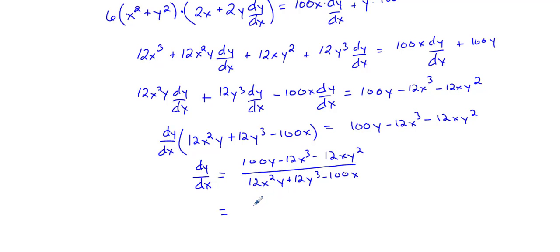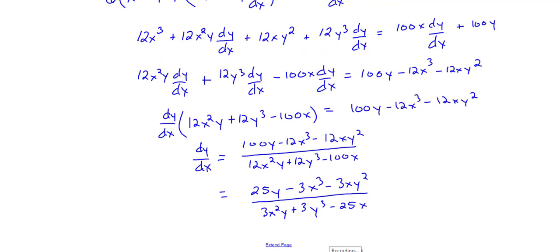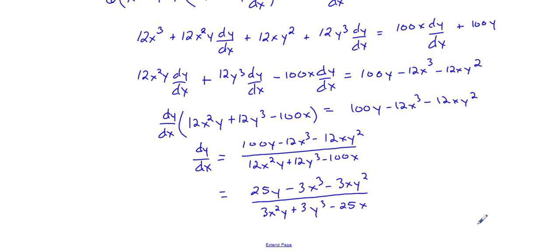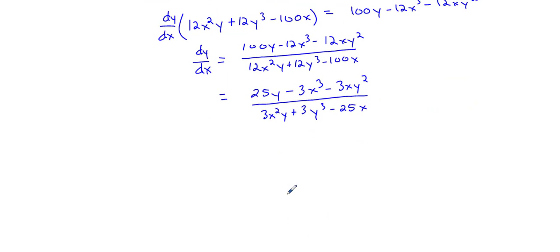100 divided by 4 is what, 25? 12 divided by 4 is 3. And again, 3. And then 12 divided by 4 is 3. 3 again. And then minus 25x. Guess what, folks? That's just the derivative. And they want us to find slope at 3, 1. All right, let's extend this page and do some more work.